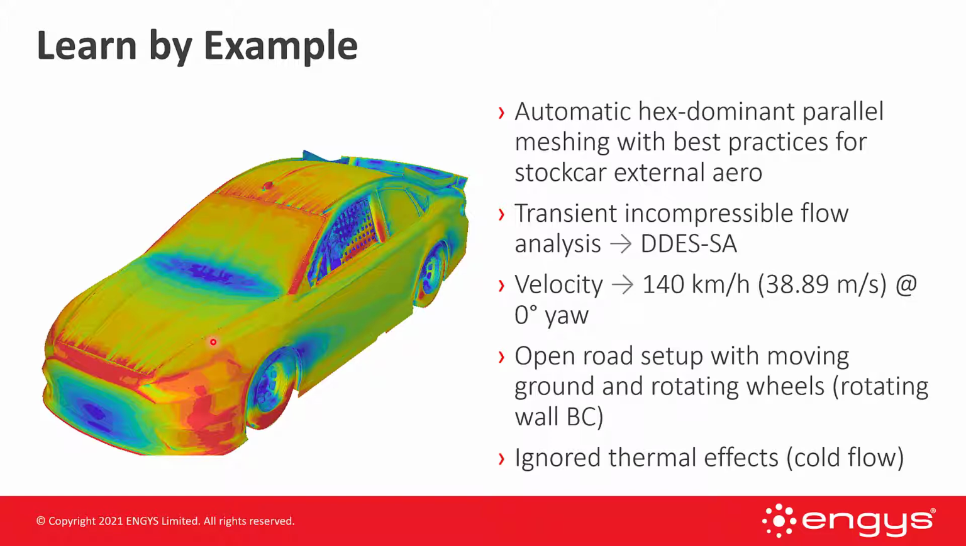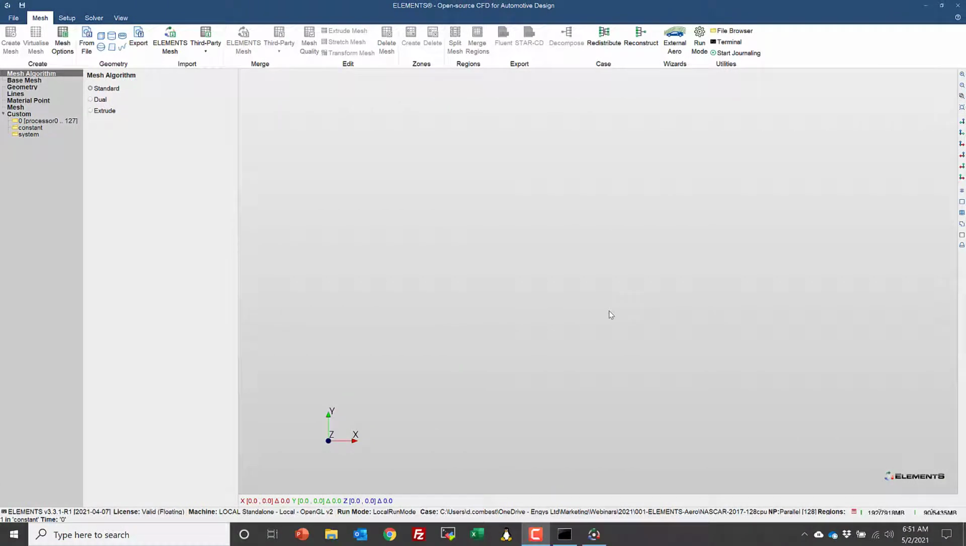This will be an open road setup with moving ground and rotating wheels. And when I say rotating wheels, I mean I'm going to be using a rotating wall boundary condition. And then finally, I'll be ignoring thermal effects. So I've already created a new case, and when you create a new case inside of Elements, you're met with this screen. This is the general CFD interface.